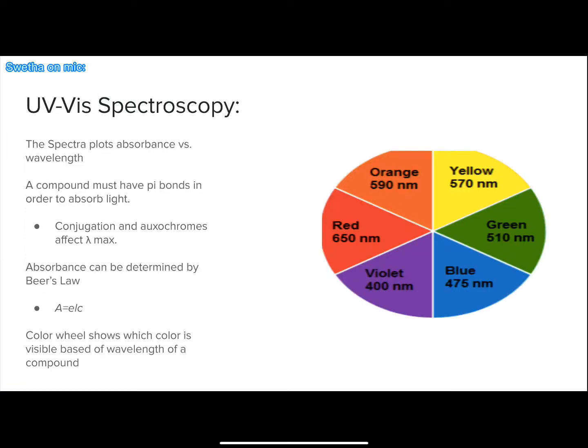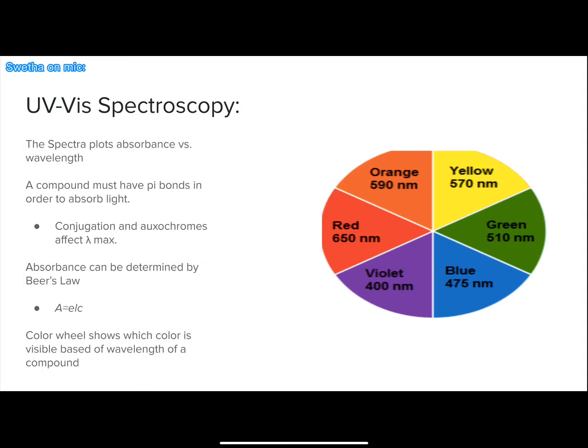UV-vis spectroscopy plots absorbance versus wavelength. A compound must have pi bonds in order to absorb light. Conjugation and auxochromes affect your lambda max. Absorbance can be determined by Beer's law using the equation A equals epsilon times l times c, where epsilon is absorptivity, l is path length, and c is concentration.